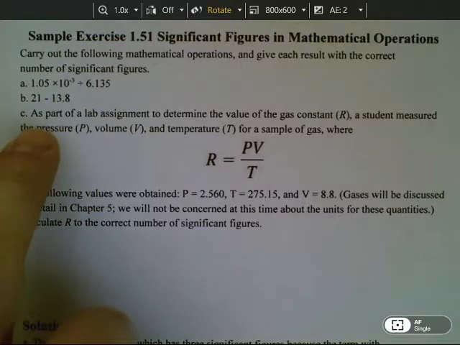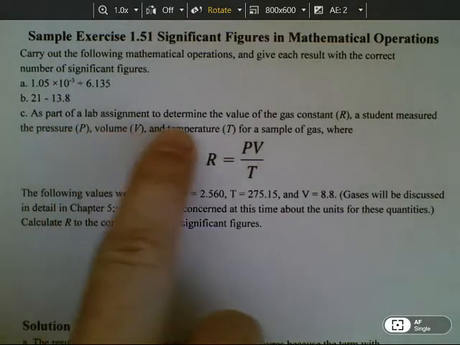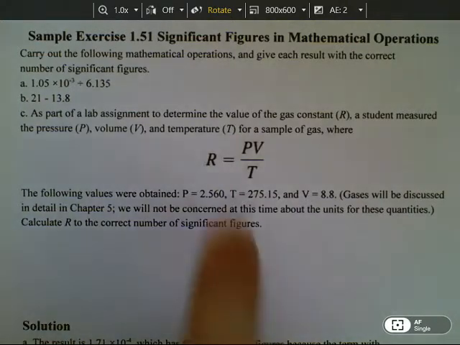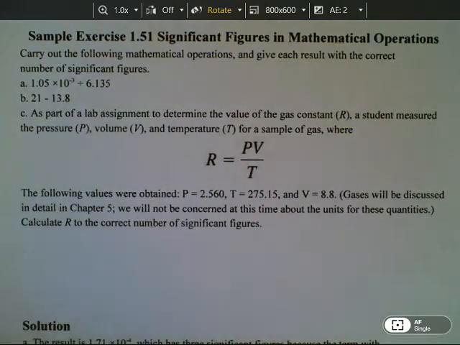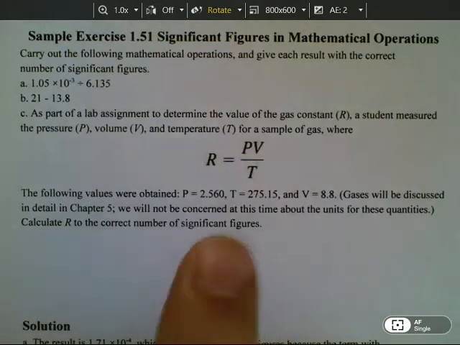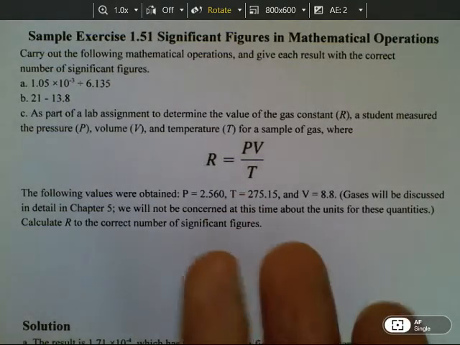So C, as part of a lab assignment to determine the value of the gas constant, R, a student measured the pressure, P, volume, V, and temperature, T, for a sample of gas, where R is equal to PV divided by T. This is the equation that we're going to use right here. Again, you don't have to understand why this is the way it is. Just know that this is the equation we're going to use. Plug and chug.